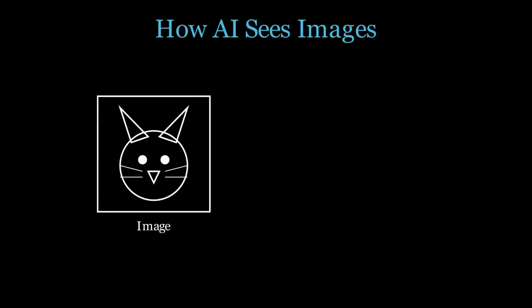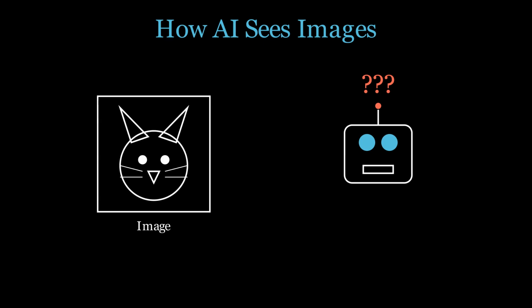Look at this image. You see a cat, right? It takes your human brain less than a fraction of a second to recognize the ears, the whiskers, and the fur, and confidently say, yep, that's a cat. But how does an artificial intelligence understand this? If an AI doesn't have eyes or a biological brain, how can it possibly look at a photograph and know exactly what's inside it?